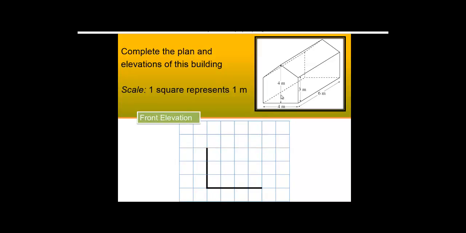Now for the front elevation. So we can see that we're completing the rectangular part here. We're looking at this bit, and then we need to put the roof on. So we're going to have a triangular structure on top.